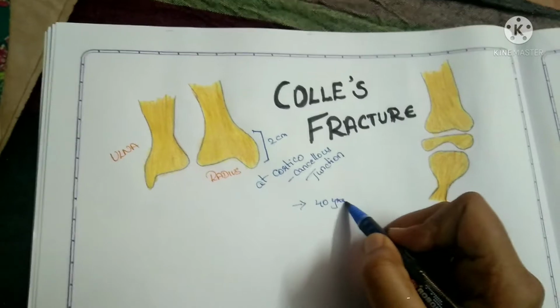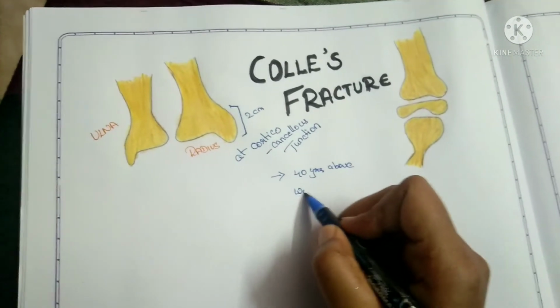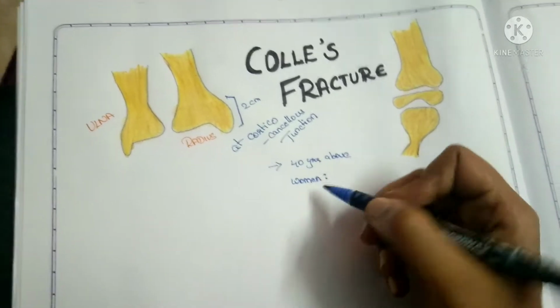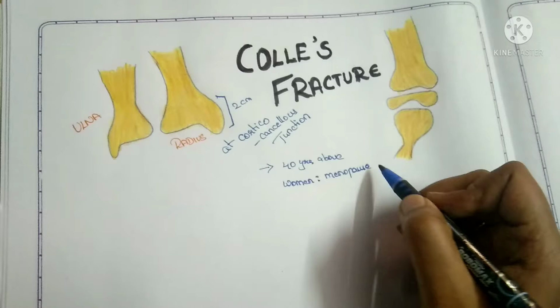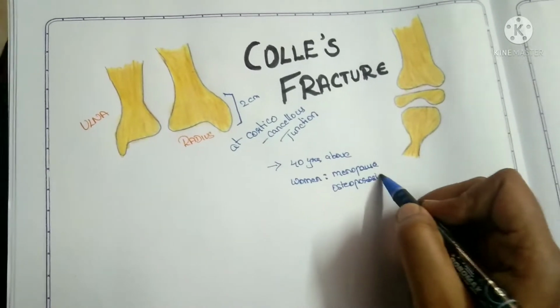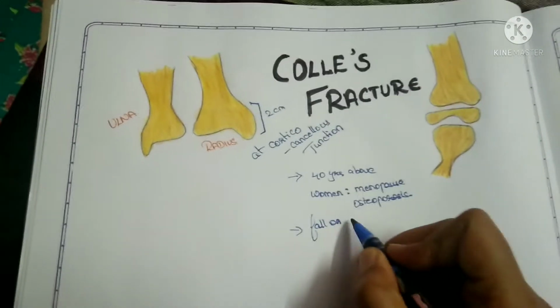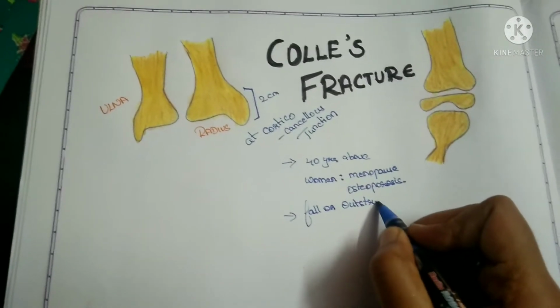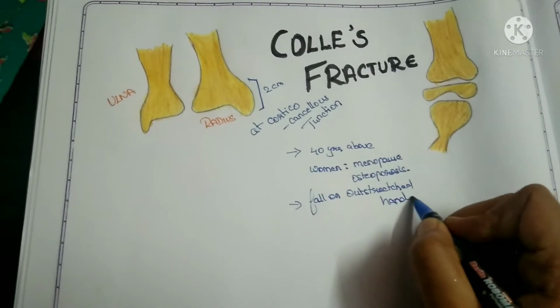Colles fracture is most common in the age group above 40 years and in women with postmenopausal osteoporosis. If you ask whether children have Colles fracture, yes they do, but it is not that common in children. The mechanism is a fall on the outstretched hand. So Colles fracture occurs due to a fall on the outstretched hand.